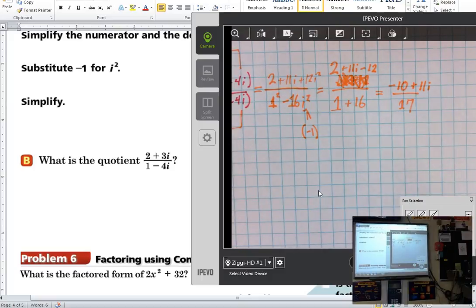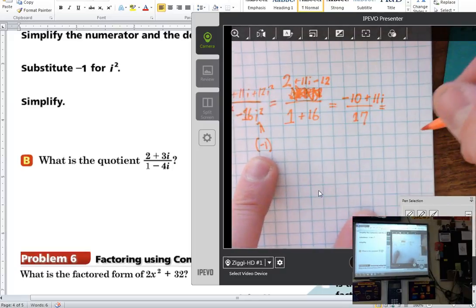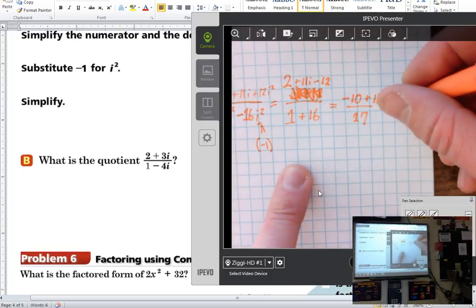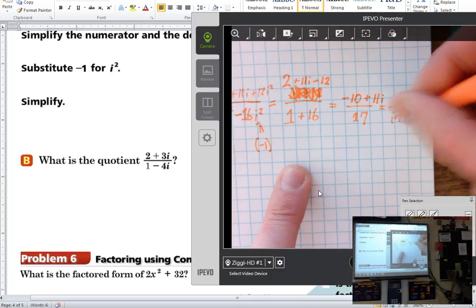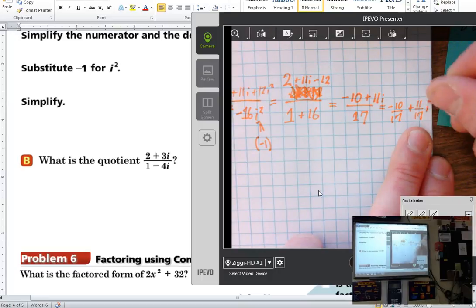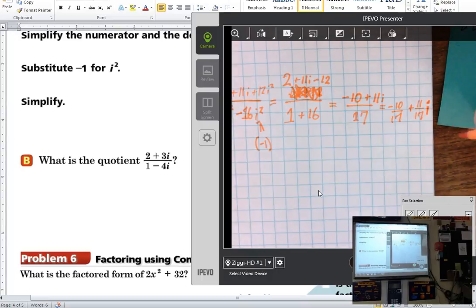So we now have removed any imaginary values from the denominator, which is our goal. Sometimes that'll be reducible, and we would be able to do both divisions. The last simplification that we could do is just write it as a real part and an imaginary part. So we could write this as negative 10/17 plus 11/17 i.